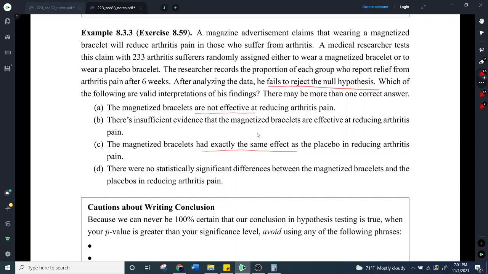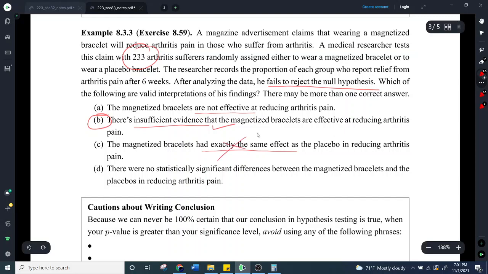So we don't want to say that they're not effective. We could say that there is insufficient evidence. Based on this study of 233 people, there is not enough evidence to conclude that they are effective. So I would say that's a good conclusion there. You can say that. There's not enough evidence to conclude that the bracelets are effective. The magnetized bracelets had exactly the same effect. Well, no, the two groups could have had slightly different values. The people who were effective and who had reduced pain in both groups were probably slightly different. So I don't think we can say exactly the same.